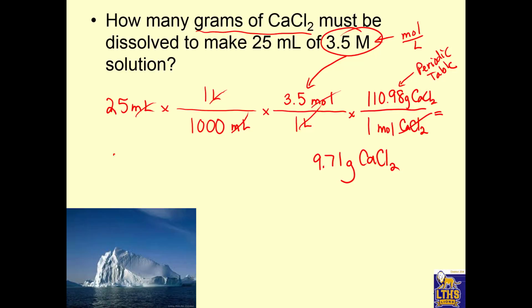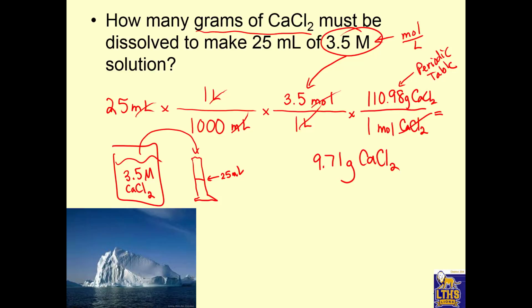So here's what this means. Here's a container, right? Inside this container is 3.5 molar calcium chloride. Now someone measured out, oh look, it's a graduated cylinder, 25 milliliters of that, and poured it into here, okay? And so this is how much calcium chloride is dissolved in that solution. That's what that means. So then we know how many moles of calcium chloride are in there, and then we can change that to grams.